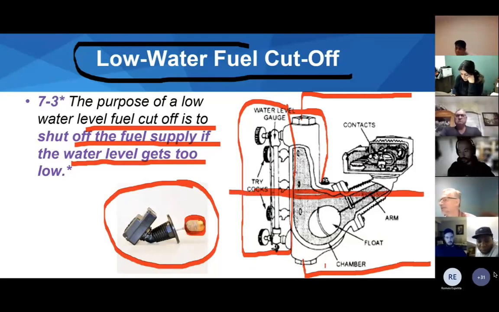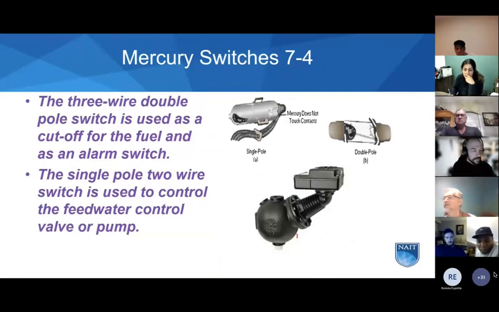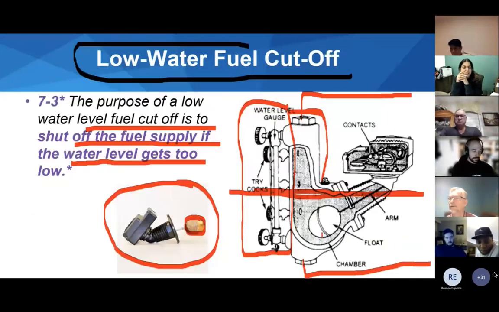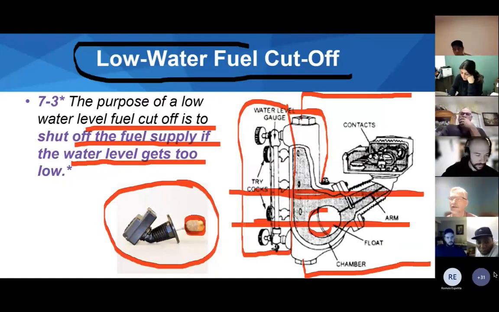And when you see a device like this in the field, you'll probably see a line on the side. Generally, it's about the middle. I see a line on this one about 1/3 from the bottom. And if this float drops down where the level is close to the bottom of the sight glass or gauge glass, that's when we're going to shut off the fuel.